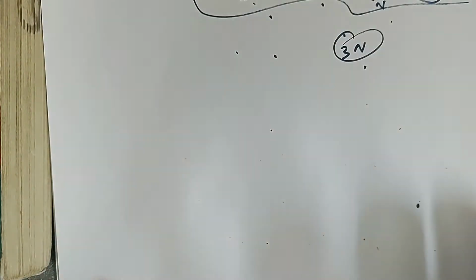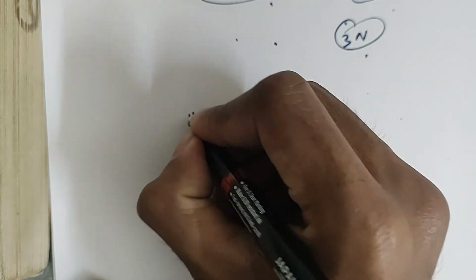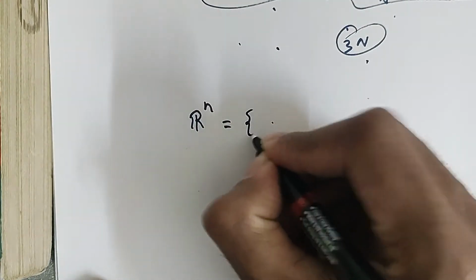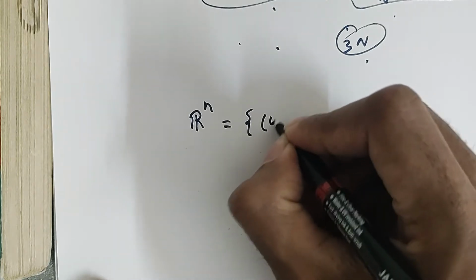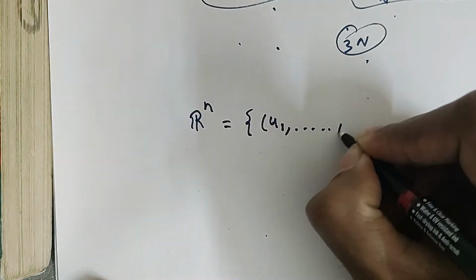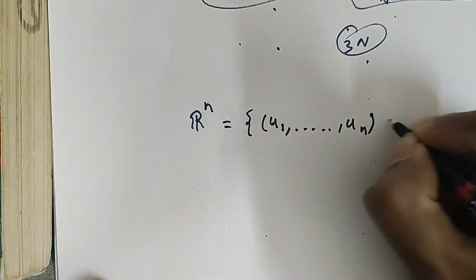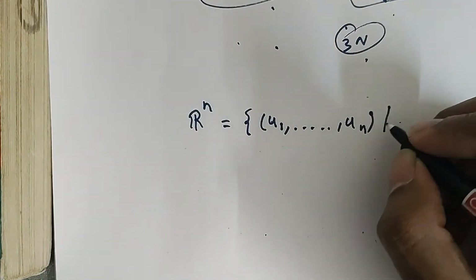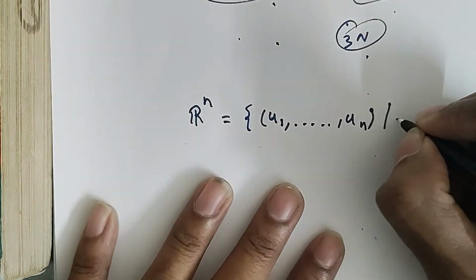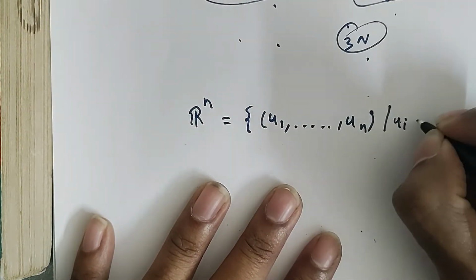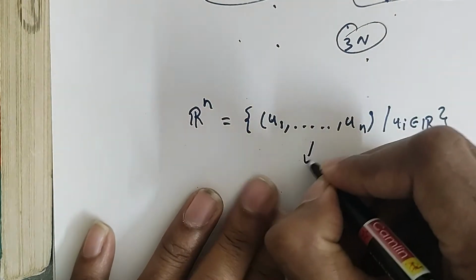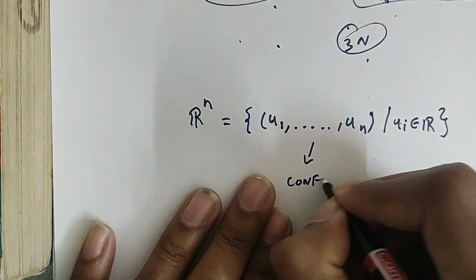So I can define a space mathematically as follows: my u1 through un are the elements of this particular set, where the condition is that each ui should belong to the set, and this is my configuration space.